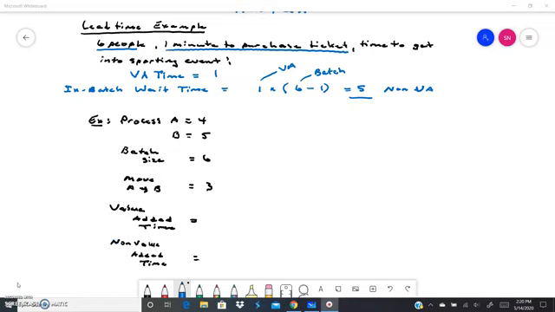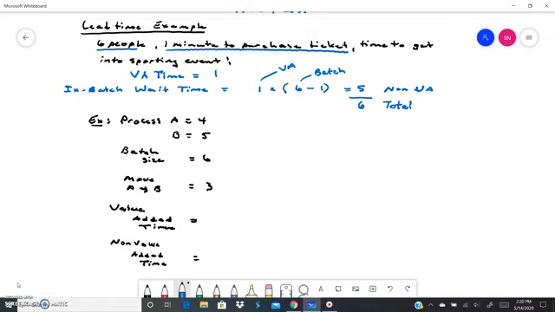Our value added time is 1. So our total time would be 6 minutes. That would be the total lead time for this group, for all 6 people to get into the stadium.